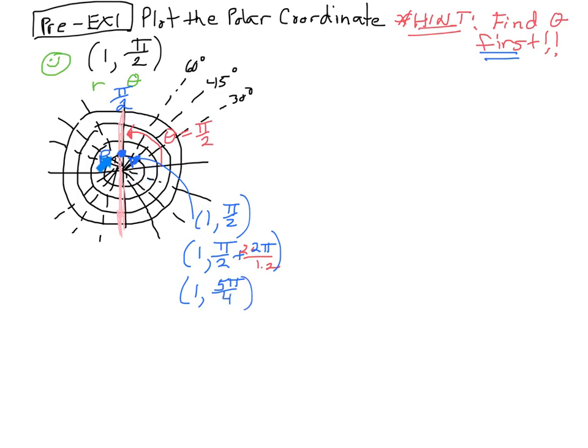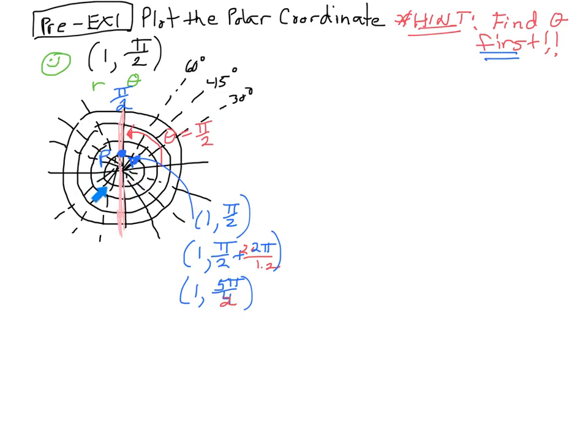So this point, this polar coordinate, can be named by 1, pi over 2, and this point can be named 1, 5 pi over 4, not 4. People, not 4. What is it? It's 2. So this point can be named by both of these.